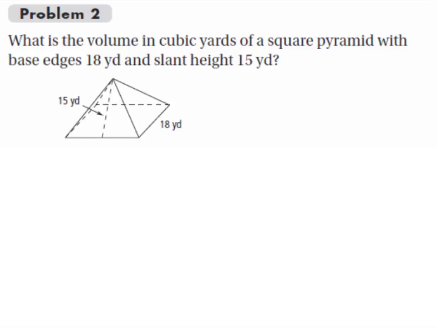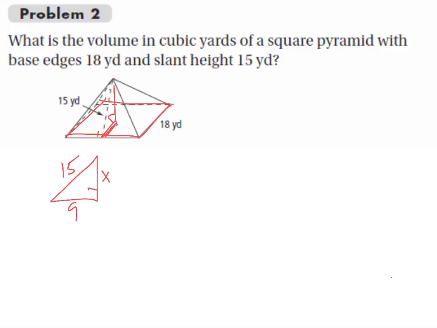Now we're given a pyramid that's also a square pyramid, so all of these sides are going to be the same. They're all going to be 18. But now we're given the slant height. So what we need to do now is take out this right triangle in here. So if I do that, I've got my slant height of 15. I've got half of a side length here, so that's going to be 9. And I need to find my height of x.